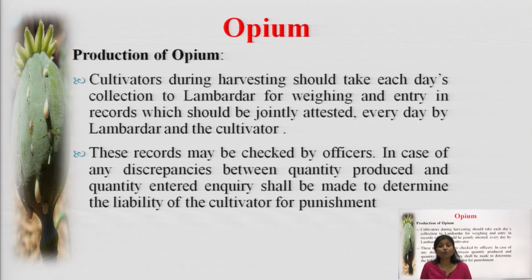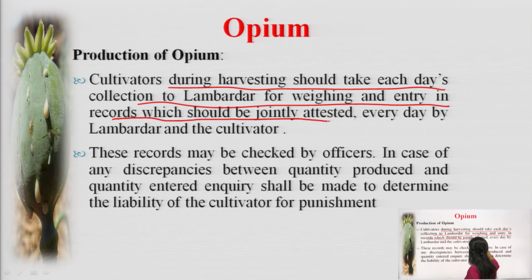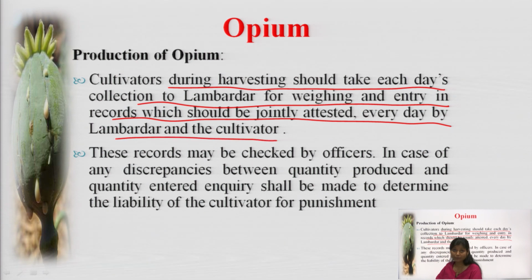Production of opium. Now we have collected the crude opium from the plant. After collection of the crude opium, we have to produce it in a raw form. Then how do we do it? Cultivators during harvesting should take each day's collection to the Lambardar for weighing and entry in the records, which should be jointly attested every day by the Lambardar and the cultivators, because day-to-day collection is important for the government and for the cultivator also, because he will be paid according to the yield which is produced.